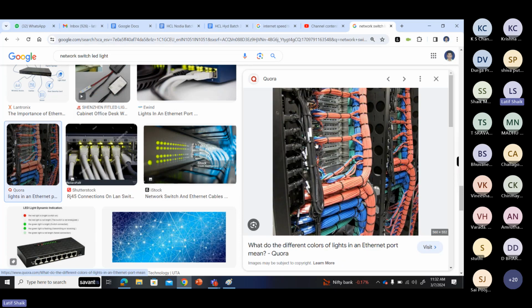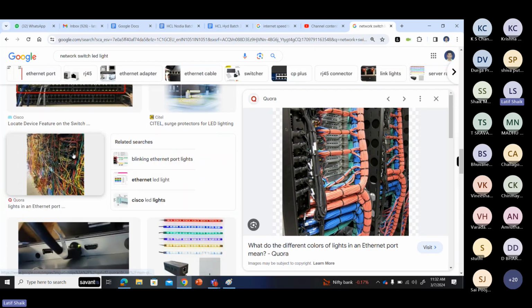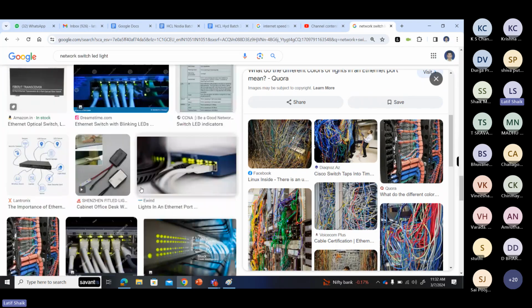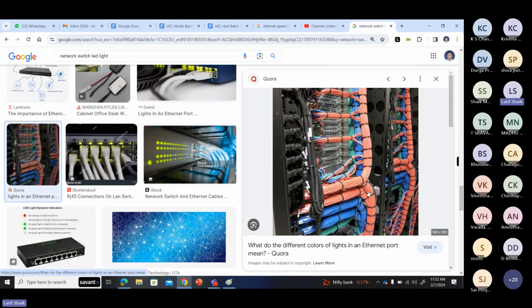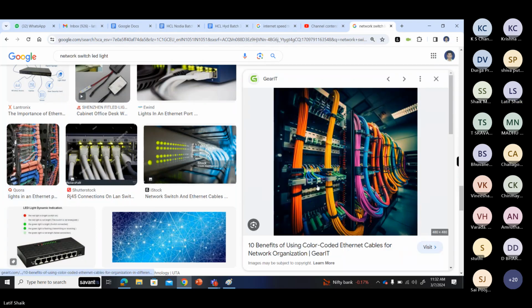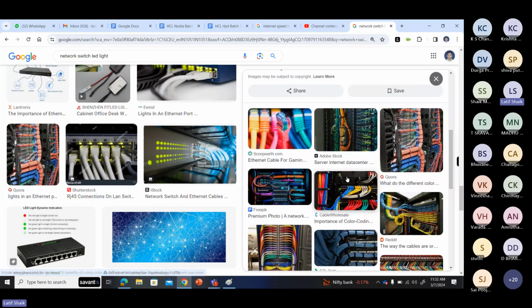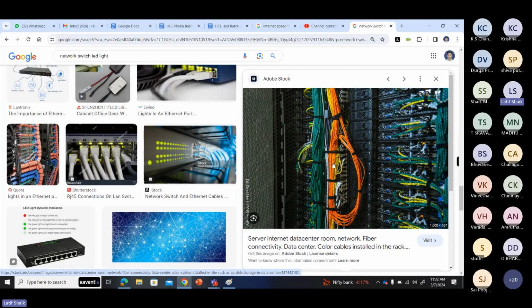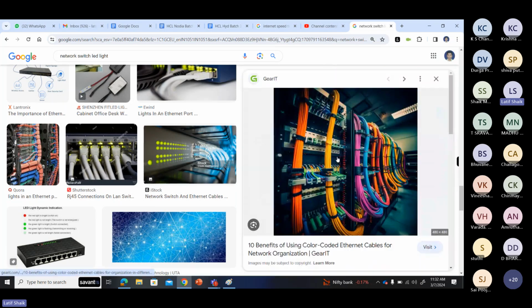Sometimes people will disturb the network cables if they don't do the cable management properly. Generally, any data center will do proper cable management. It is compulsory. Every cable has a label, and color coding is also given.